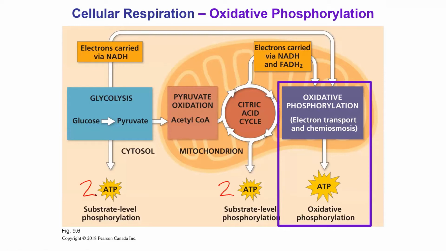But what we also have made was a bunch of NADH and a little bit of FADH2. And so this is going to be used in the electron transport chain. And this whole process here is called oxidative phosphorylation. So that's what we want to talk about today.